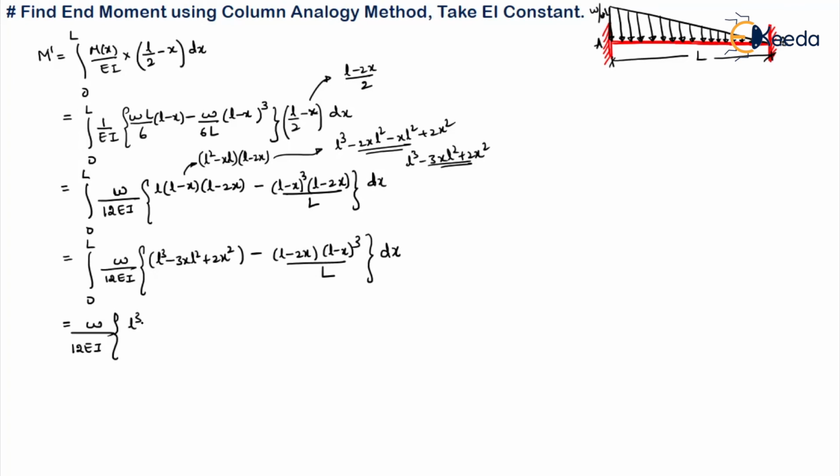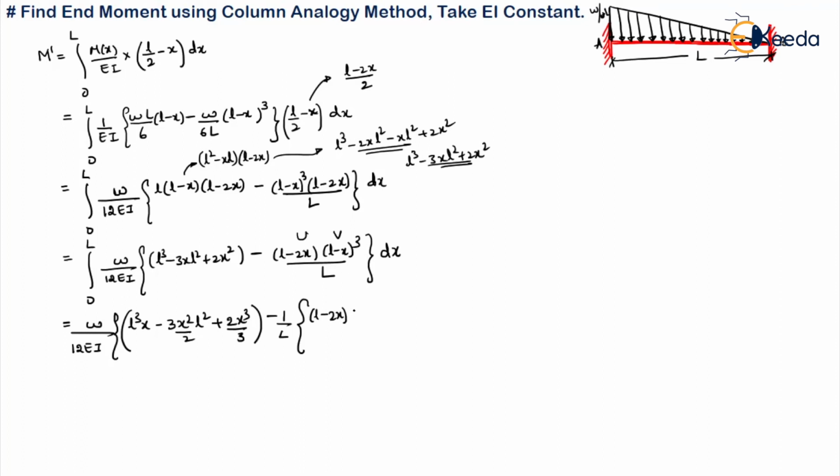Integration of L cube x minus 3x square by 2 into L square plus 2x cube by 3, minus 1 by L. I'll keep it outside. Here what we can do is apply the UV rule of integration.